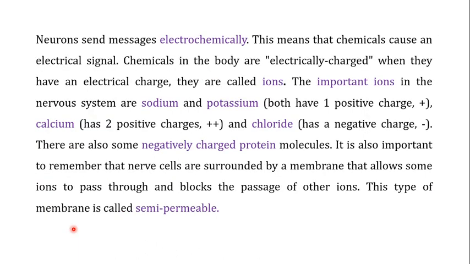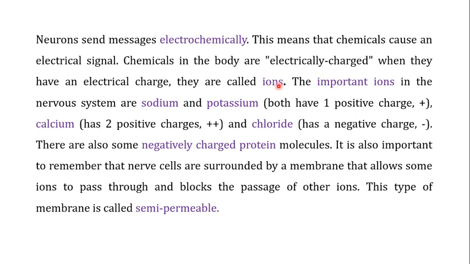Now, when you talk about the neurons, they send messages electrochemically. What is meant by this term electrochemically? This means that chemicals cause an electrical signal. Chemicals in the body are electrically charged when they have an electrical charge, and these electrically charged substances or chemicals in the body are called ions.